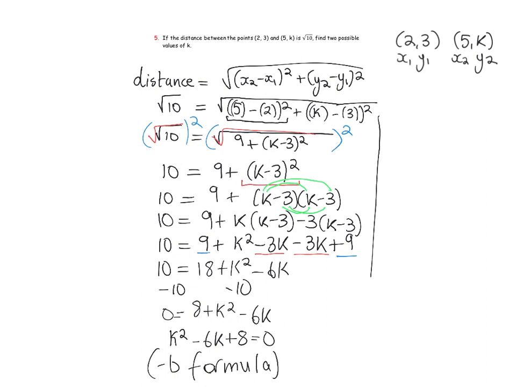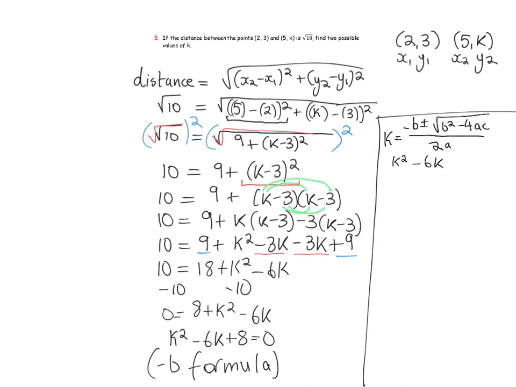So the minus b formula I'll do over here. And that is, k is equal to minus b plus or minus the square root of b squared minus 4ac all over 2a. Now we have it that k squared minus 6k plus 8 is equal to 0. This is in the form ak squared plus bk plus c is equal to 0. So then a here is 1. B is minus 6, making sure that you bring the minus 6 with you each time. And c is going to be 8.